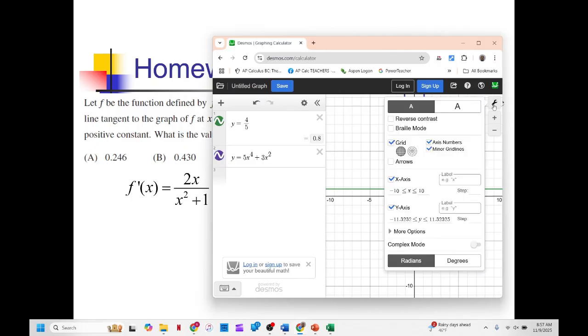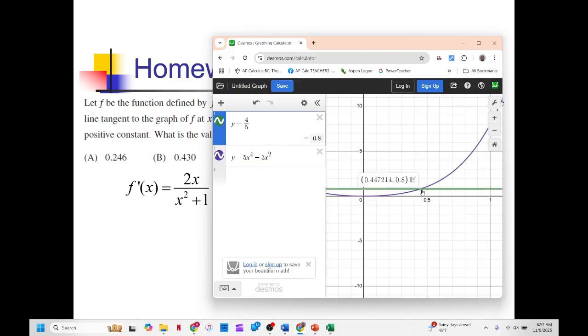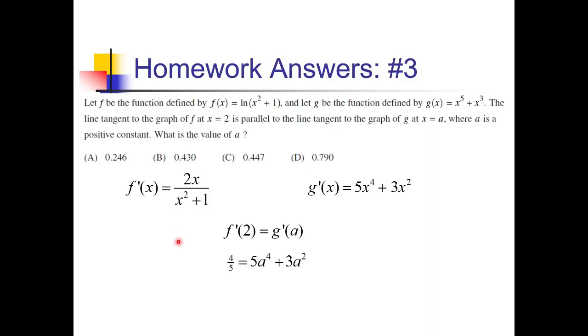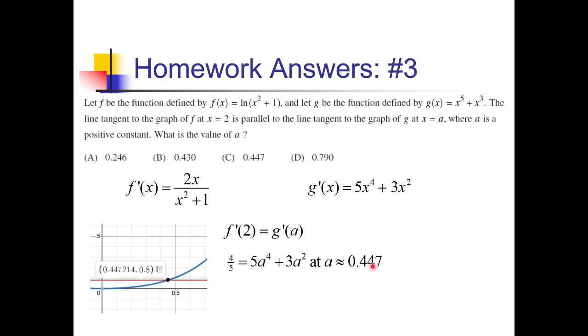And I can zoom in if I want. I can set the x scale. Let's just make this like negative 0.3 to positive 1.1, just based on where my answer choices are. And we see here we have this intersection at about 0.447. So here's the screenshot of what I just did there. So we can say a equals 0.447, rounding that off, and that's going to be answer choice C.